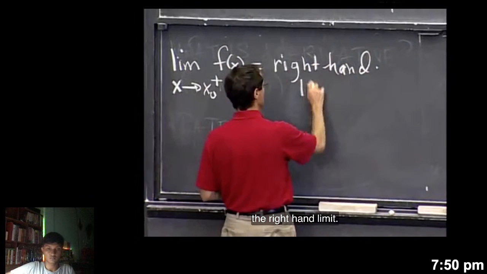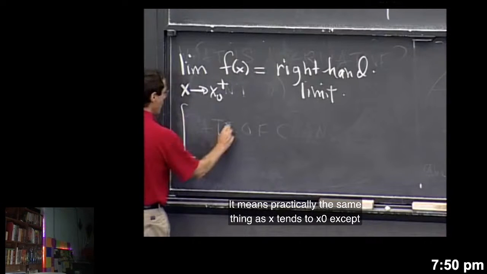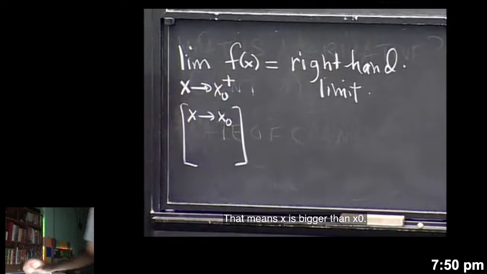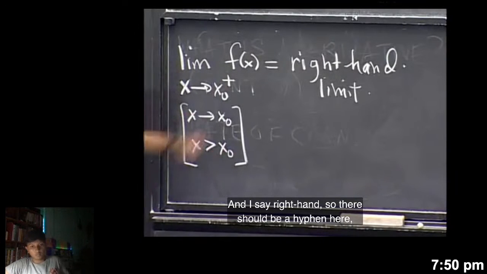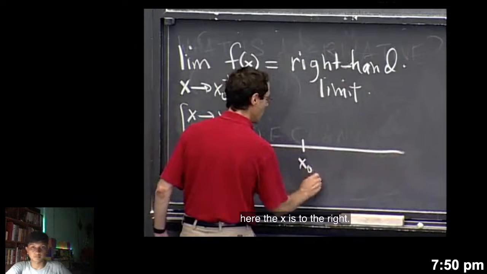And I can display it visually. So what does this mean? It means practically the same thing as x tends to x0, except there's one more restriction which has to do with this plus sign, which is we're going from the plus side of x0. That means x is bigger than x0. And I say right-hand limit, because on a number line, if x0 is over here, the x is to the right. So that's a right-hand limit.